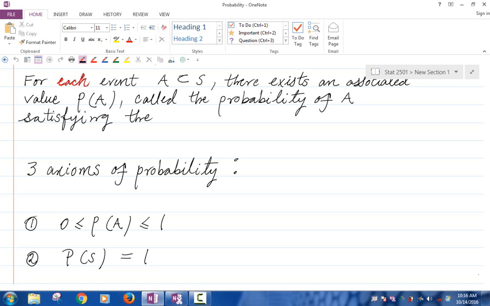The probability of S is 1. Does that make sense? Well, the sample space contains all possible outcomes, right? So if you carry out the experiment, there will be an outcome, and therefore the sample space has to occur, right? So it makes sense to assume that the probability of the sample space is 1. Now, sample space itself is an event, right? Because sample space is a subset of itself, right? So it is an event itself.